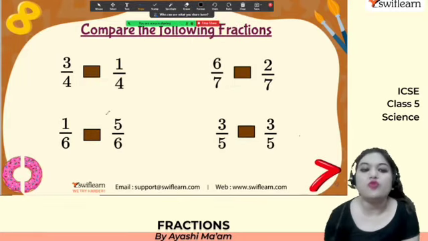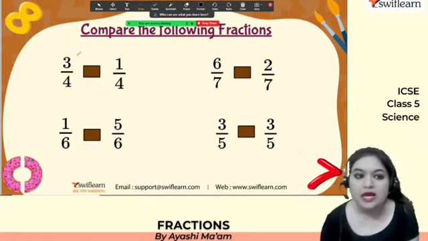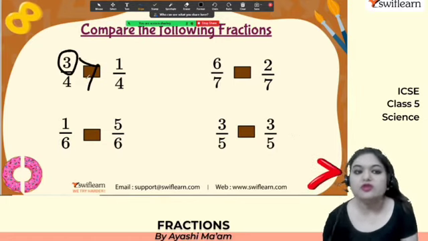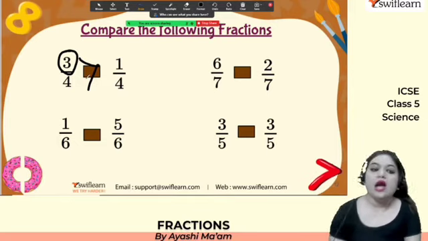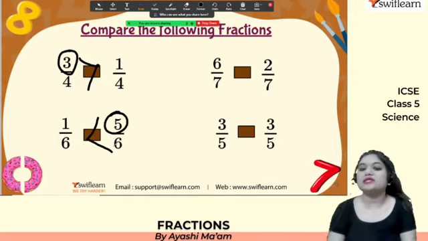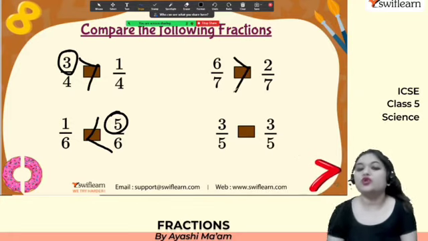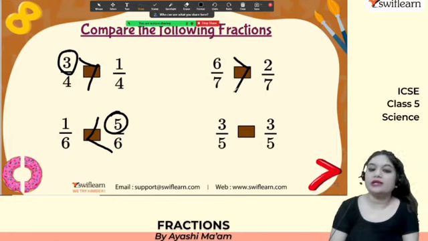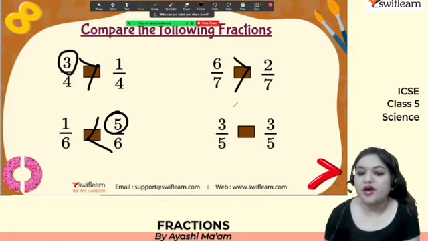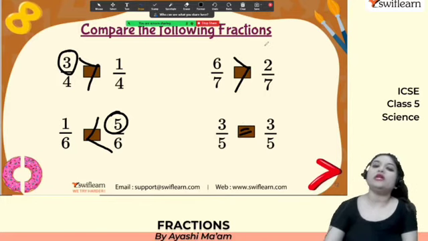So 3 by 4, 1 by 4. These are all like fractions, right? All the denominators are same. Here 3 is greater than 1. Therefore 3 by 4 will be greater. 1 by 6 and 5 by 6. 5 is greater than 1, so 5 by 6 will be greater. 6 by 7, 2 by 7. 6 is greater than 2, therefore 6 by 7 will be greater. 3 by 5 and 3 by 5. Here both the numerators are same. That's why here we will put equal to sign.